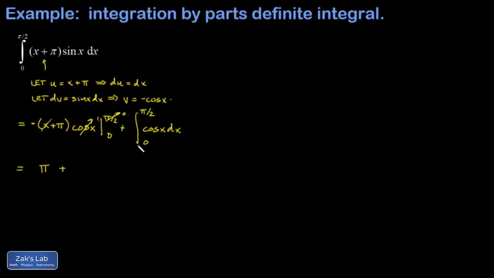And then I compute the second integral over here, and I get sine of x evaluated from 0 to π/2. And when I sub in the lower limit there, I get the sine of 0, which is 0, so that one vanishes. When I sub in the upper limit, I get the sine of π/2, which is 1. So we get π + 1, and we're done.